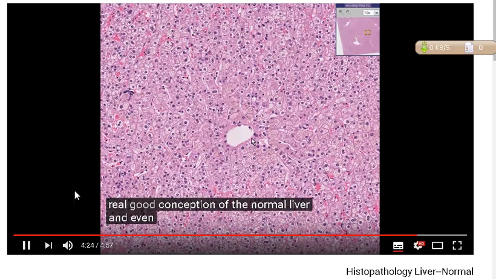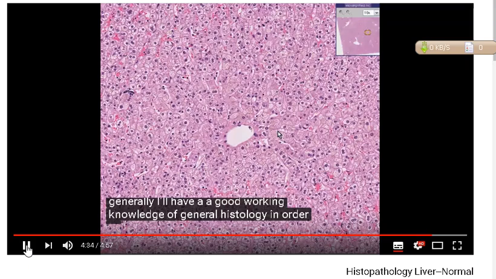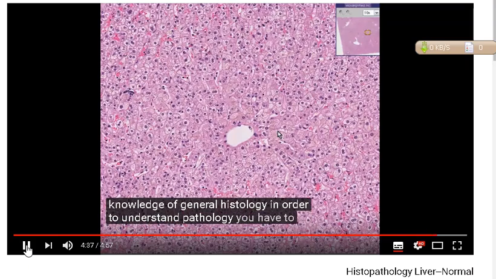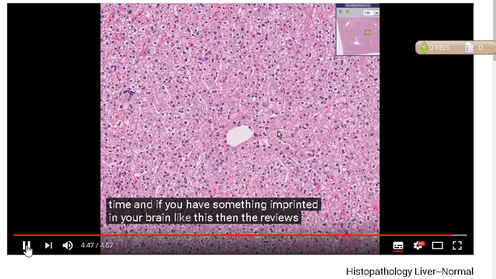And even though I have presumed you generally all have a good working knowledge of general histology, in order to understand pathology, you have to review your normal histology all the time. And if you have something imprinted in your brain like this, then the reviews are quite quick and easy.